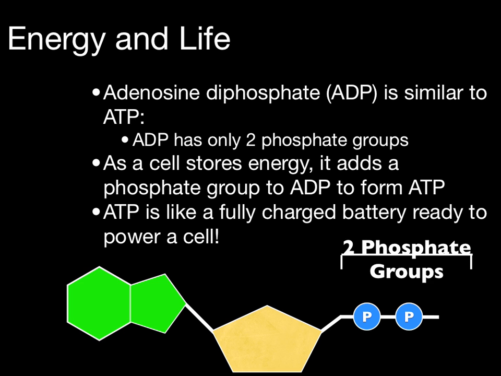As a cell stores energy, it adds a phosphate group to ADP to form ATP. When ATP is created, it's like having a fully charged battery ready to power your cell. If you look in your textbook on page 203, there's actually a really great diagram comparing ATP to ADP using this battery reference.